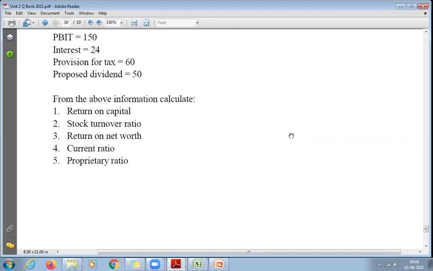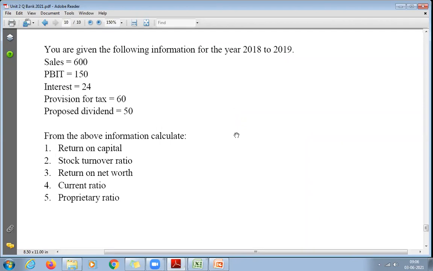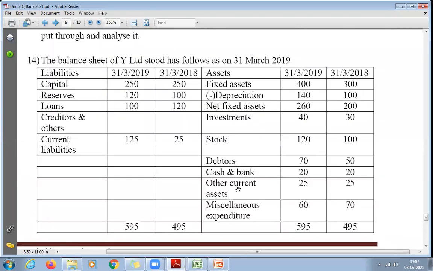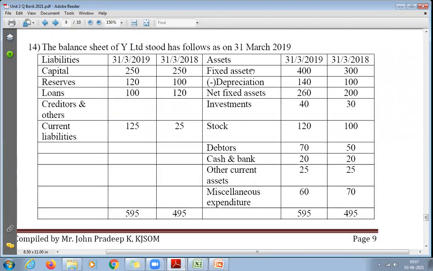And what you are supposed to calculate is return on capital. It is also called return on investment. And then stock turnover ratio. Then return on net worth, current ratio we can calculate, and then proprietary ratio. Okay, so these are the ratios we have to calculate. So it's very simple. Just put the formula for each ratio, and then find the data given there, accumulate the data, and then substitute in the formula, and you'll get the ratios. Clear? So let me show the screen.